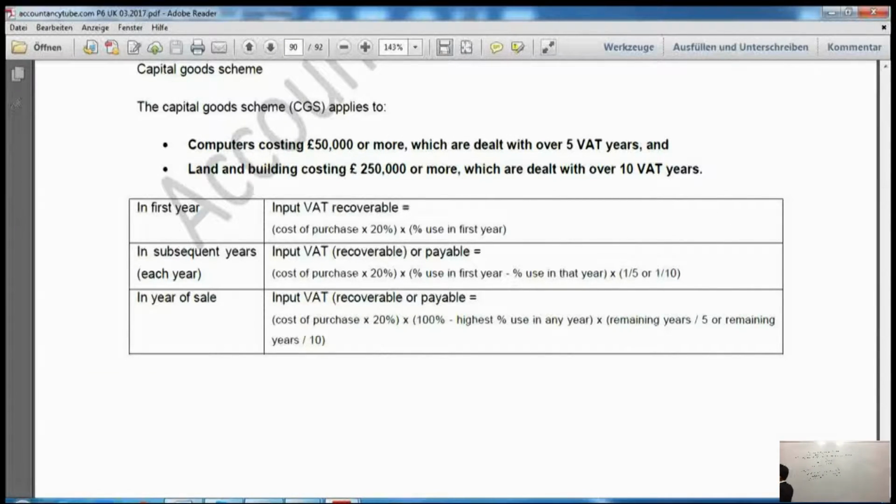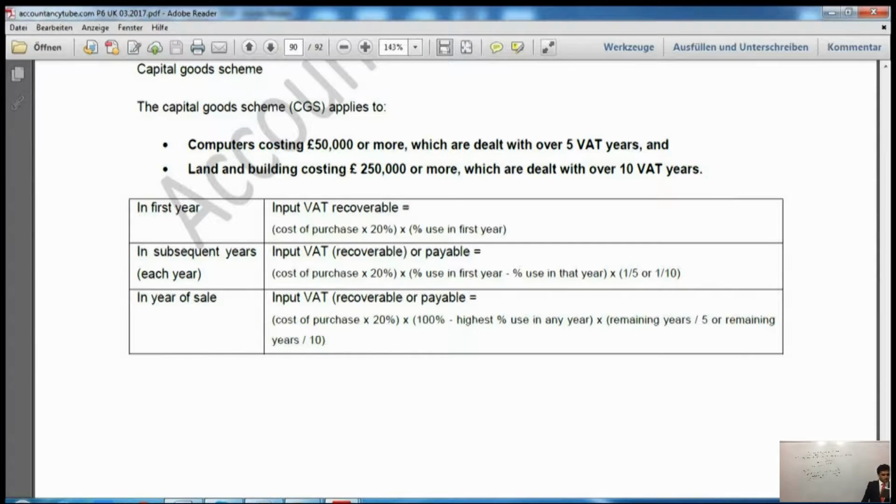If you bought a building which cost less than £250,000, then the capital goods scheme won't apply. However, if you bought a piece of land or building costing £250,000 or more, then this scheme will apply. The same applies to computers as well. If you bought one costing £50,000 or more, then this scheme will apply. Otherwise, you will just do the normal calculation of value-added tax.